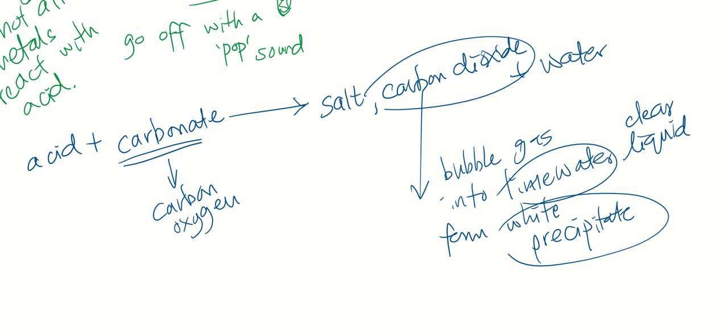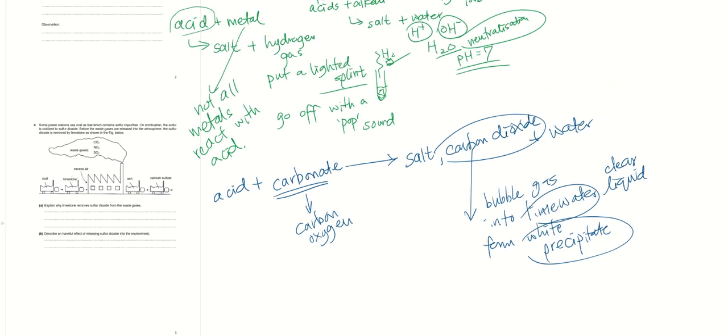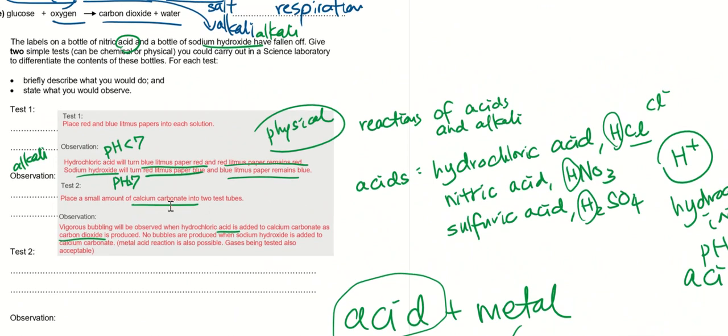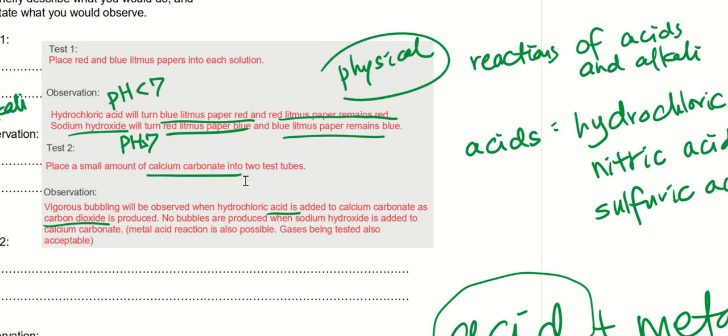We drifted a bit, so let's come back to here. That's why when we want to test whether it is acid or alkaline, we can use carbonate. If it's an acid, there will be carbon dioxide produced, and therefore when we bubble the gas into lime water, there will be a white precipitate.